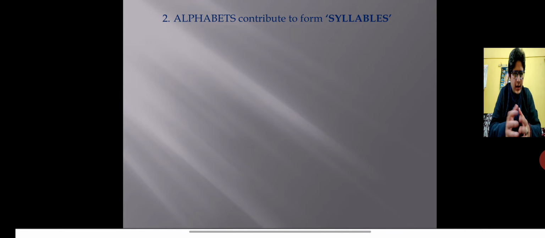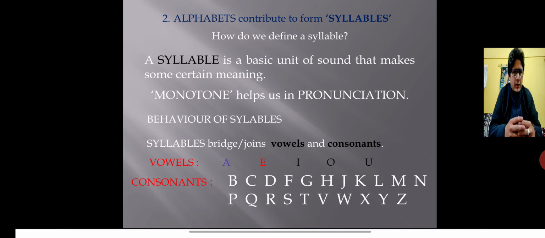Now, how do we define a syllable? A syllable is a basic unit of sound that makes some certain meaning. I'm going to redefine it in different words. It's the smallest organizational tone that we use in the English language, which certainly refers to a certain meaning.